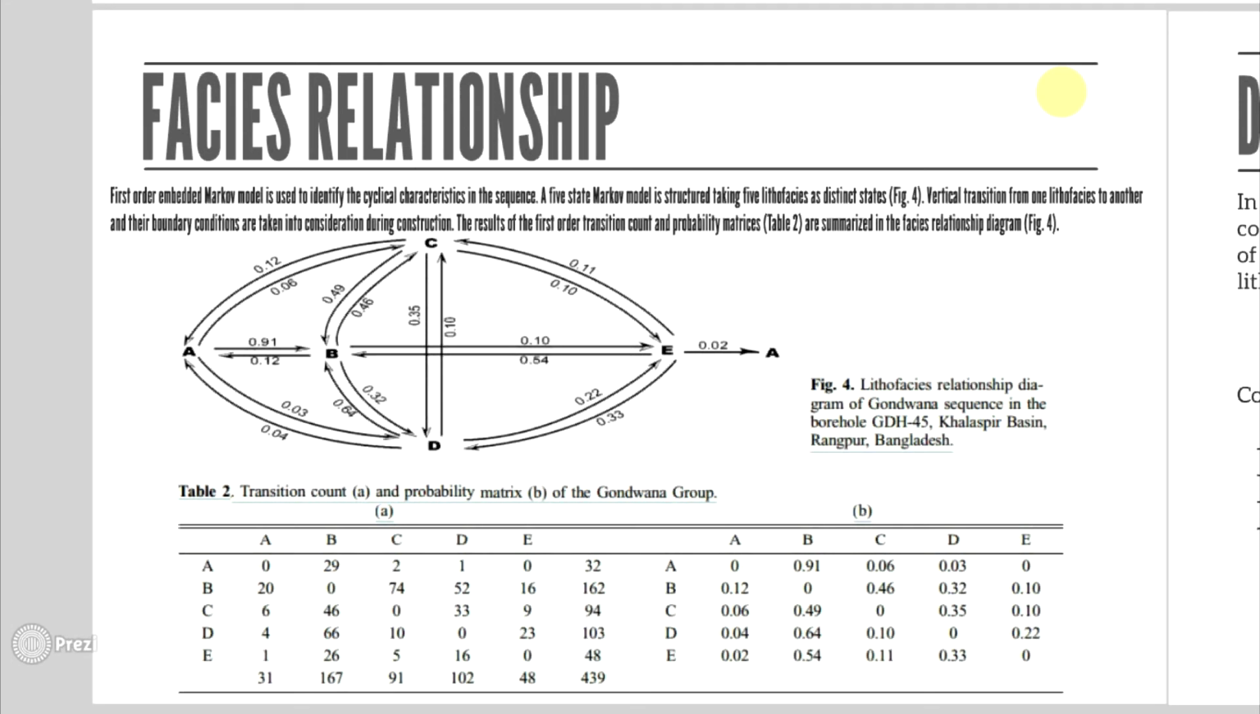The facies relationship diagram of the Gondwana sequence in the borehole GDH45, Barapukuria Basin, Rangpur, Bangladesh. This is the matrix of transition count and probability of the Gondwana group.